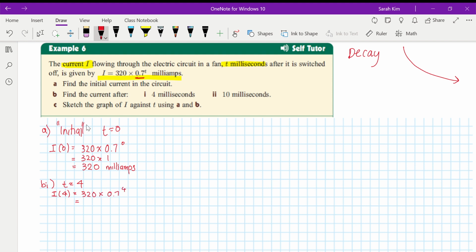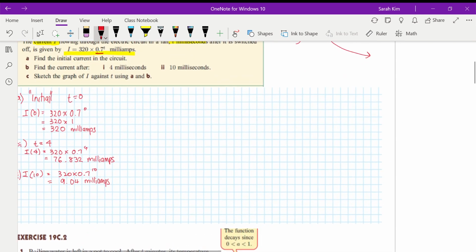Alright, chuck it in your calculator. I get approximately 76.832 milliamps. Alright, B II is the power of 10. So 320 times 0.7 to the power of 10. Chuck that in the calculator. You get 9.04 milliamps. Alright, now all I have to do, I've got all my information, I just got to graph it. So let's give that a go.